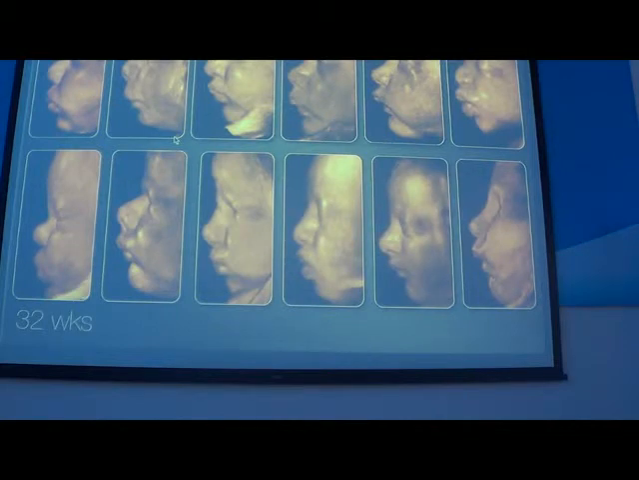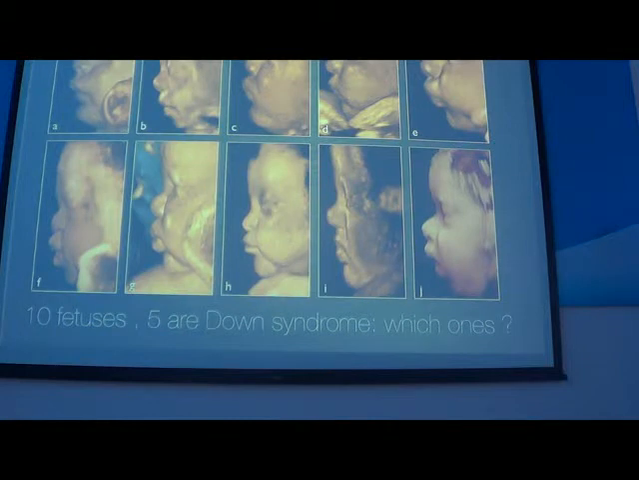Because all the babies are different, it's difficult to do diagnostic only on the profile view. And look at this. You have 10 fetuses, and of these 5 are Down syndrome. Which one? We will start with this one. Is it a normal one?